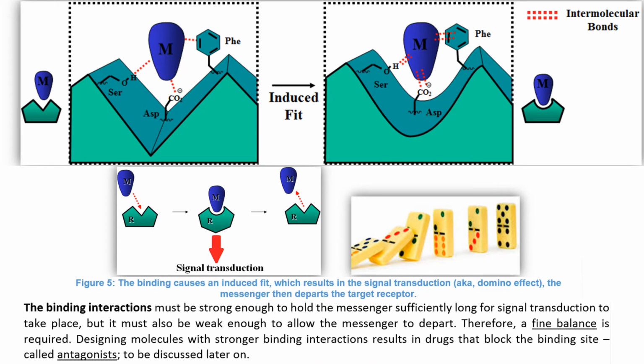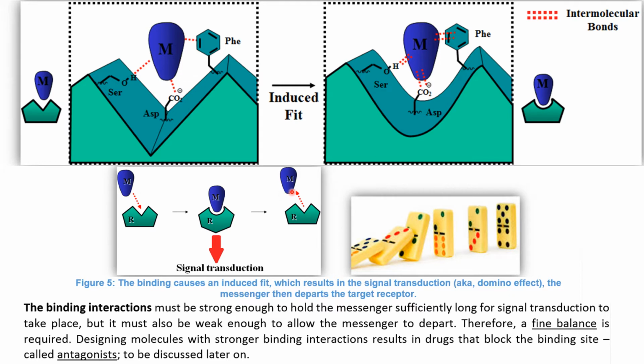The binding interactions should be strong enough to hold the messenger in its receptor such that it produces the signal transduction and the biological effect, but it should also be weak enough to allow the messenger to depart the receptor. Therefore, there should be a fine balance for the interactions of the messenger with the receptor. It should be strong enough, but at the same time weak enough.